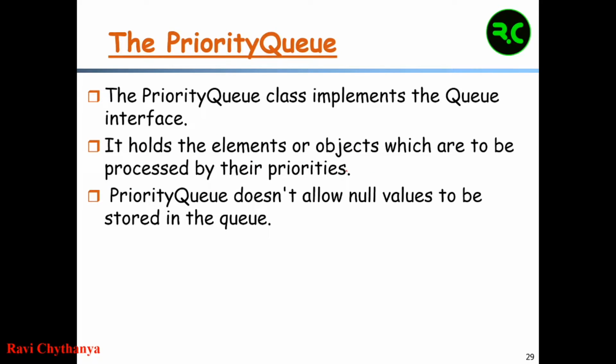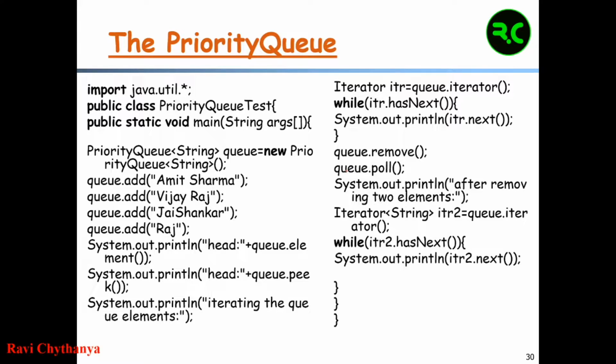The first one, the PriorityQueue. The PriorityQueue class implements the Queue interface, which holds the elements which are to be processed by their priorities. Here we have a word called priority, which makes it hold the elements in an order of their priorities. And the PriorityQueue doesn't allow null values to be stored into the queue.